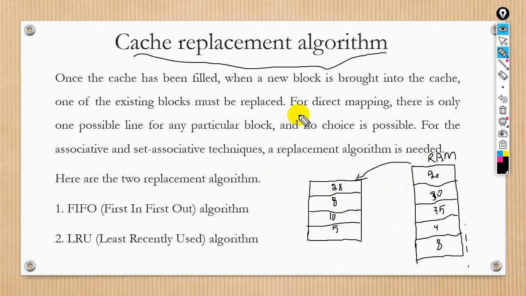Just for direct mapping, there is only one possible line for any particular block.